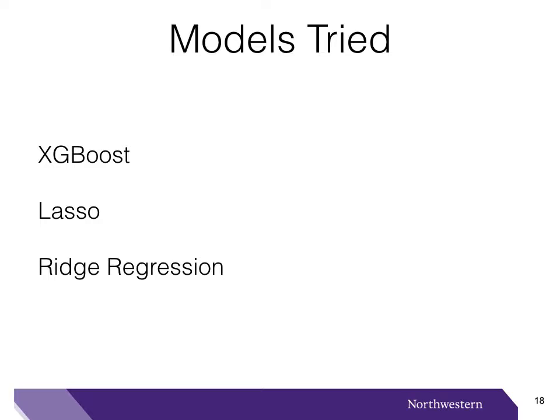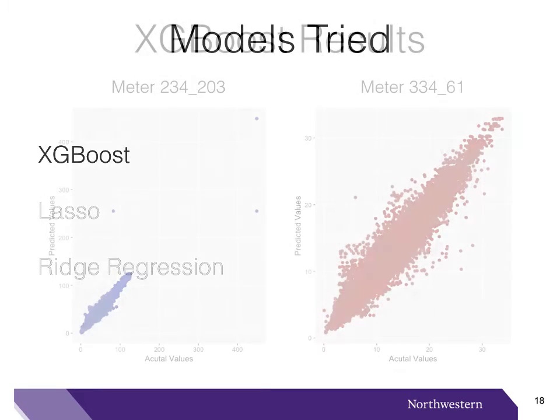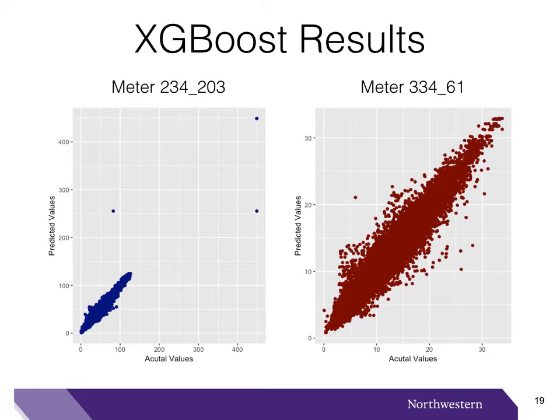But we did manage to try out three types of models. We built XGBoost models, ridge regression models, and lasso models. XGBoost models were better at predicting power consumption than the ridge regression or the lasso models. So that's what we're going to focus on from here.